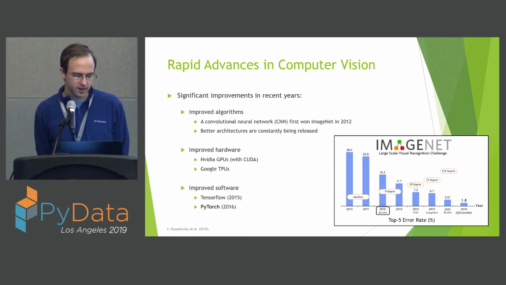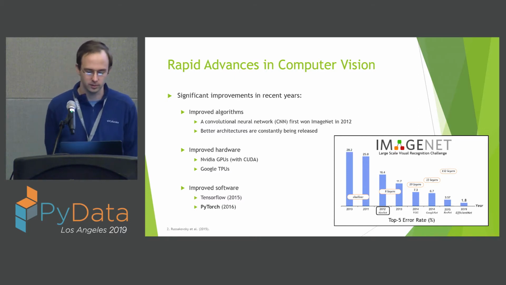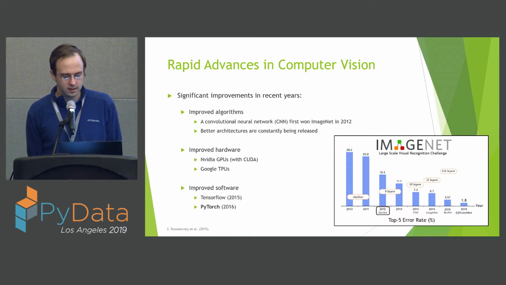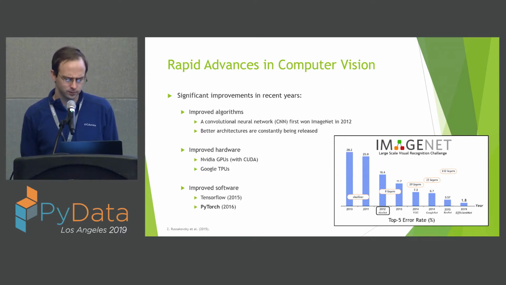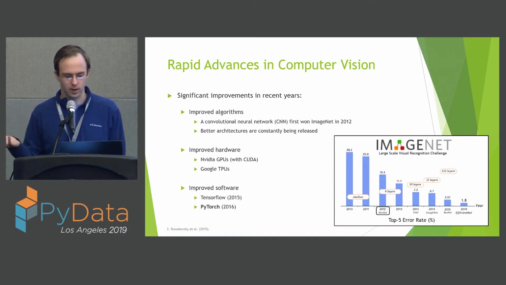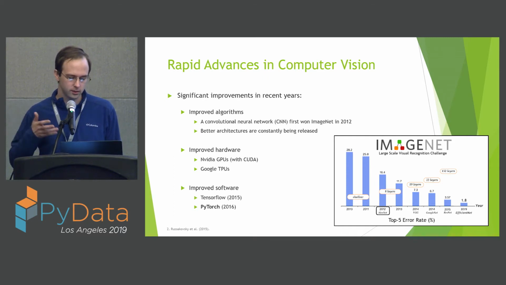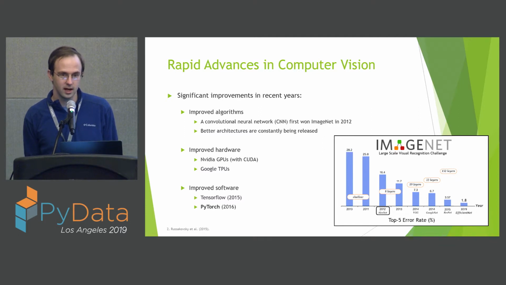And this is due to a number of factors. First, improved algorithms. Convolutional neural network architectures have gotten better, and new architectures are constantly being released on the order of every few months. That's coupled with improved hardware. Computer vision is computationally intensive. The algorithms have existed for a while, but the hardware has been improving rapidly with NVIDIA GPUs that run CUDA and Google TPUs that run algorithms efficiently.